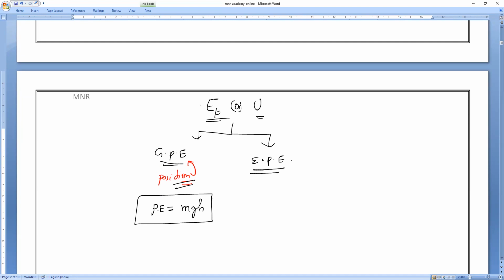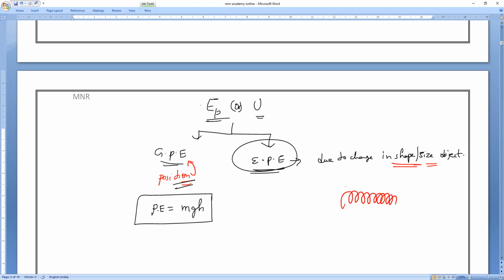So elastic potential energy means the energy possessed by a body due to change in shape or size of an object. That is what we call elastic potential energy, which is possessed by the body because of a change in shape or size. You can take the example of a compressed spring. Suppose I compress the spring, and if I release my hand, then what will happen? The spring will fly and fall somewhere else.